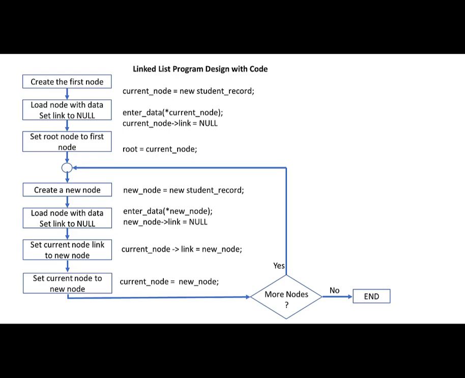This final chart is just a summary which shows you all the steps that are involved in creating a linked list. So you have the flow diagram, and then you have the lines of code to the right showing you what's going on. We just create the first node, you load the node with the data, you set the link to null, then you set the root node to the first node. That establishes the first node in the linked list. And then inside the loop, you see all the steps that are required to create the remainder of the linked list. That will do it for this recording and this video.